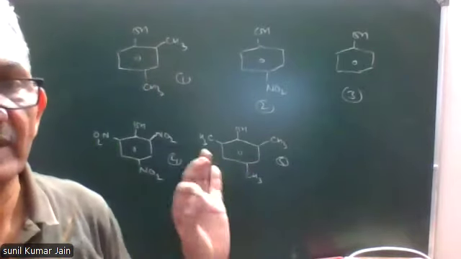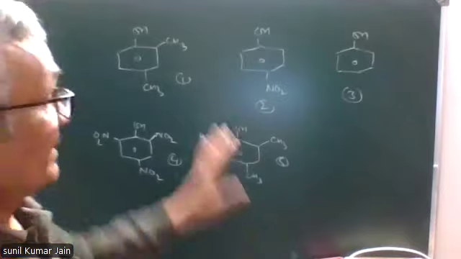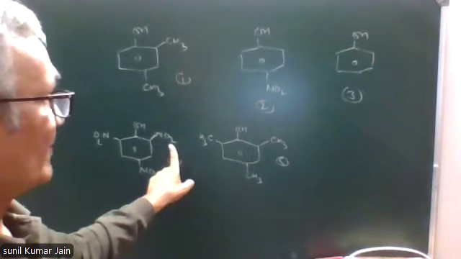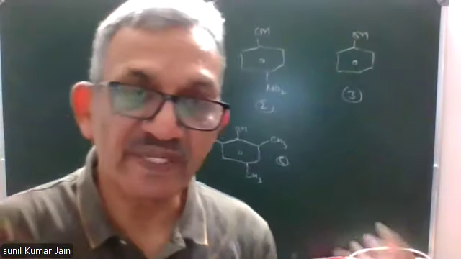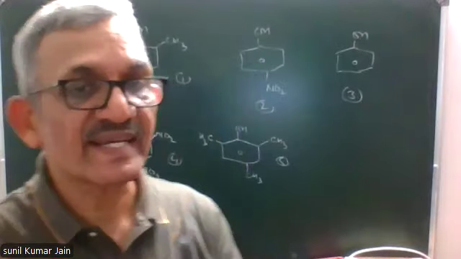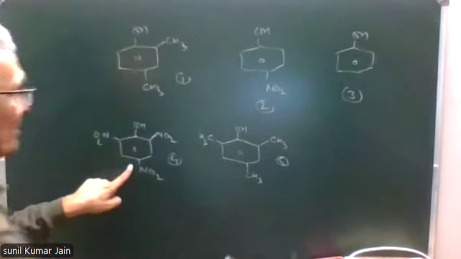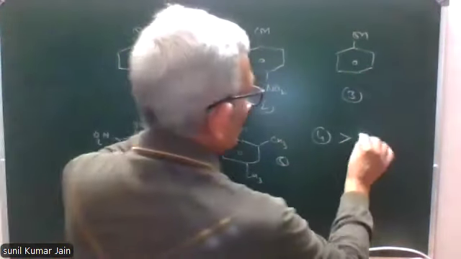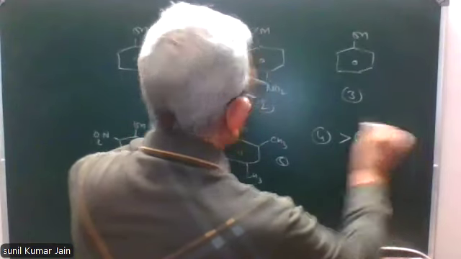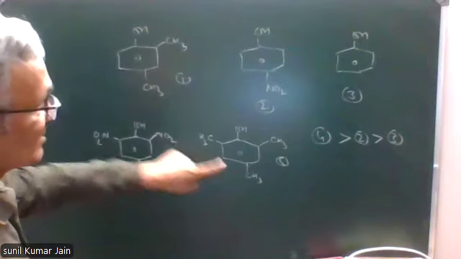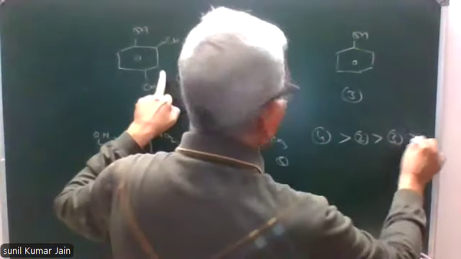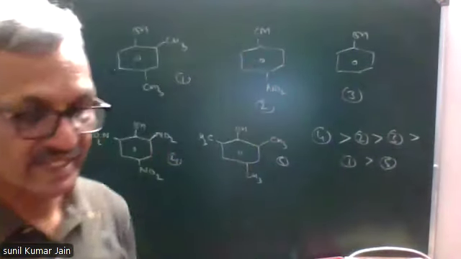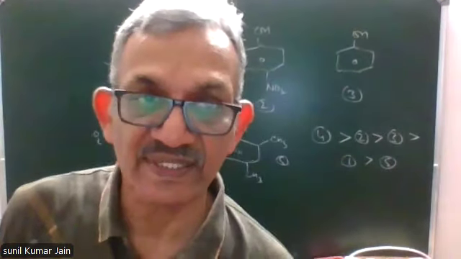I've written 5 compounds. They're all phenols. They either have electron releasing methyl groups or electron withdrawing nitro groups. Withdrawing groups will increase, releasing groups will decrease acidic strength. It means compound number 4 is maximum acidic, then 2, then 3. This has 2 releasing, this has 3 releasing. This will be next, means 1, and 5 will be least acidic in nature.